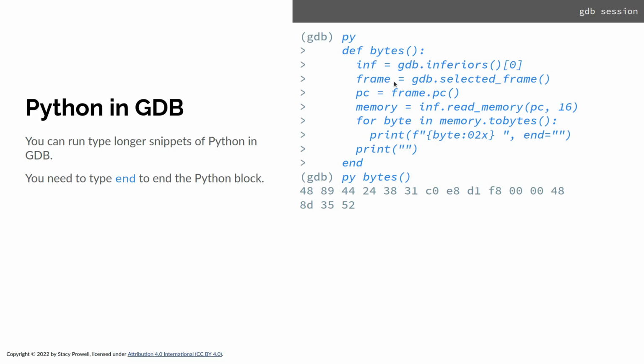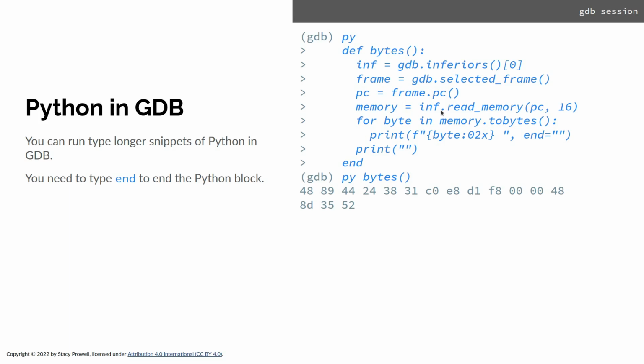Frame gets the selected stack frame, right? Could be multi-threaded. There could be many different stack frames. Each one of those has its own program counter. We want the program counter for the frame that's selected right now. And by getting the frame, we're then able to do this to get the program counter for that particular frame. So this is going to give us the value of RIP.